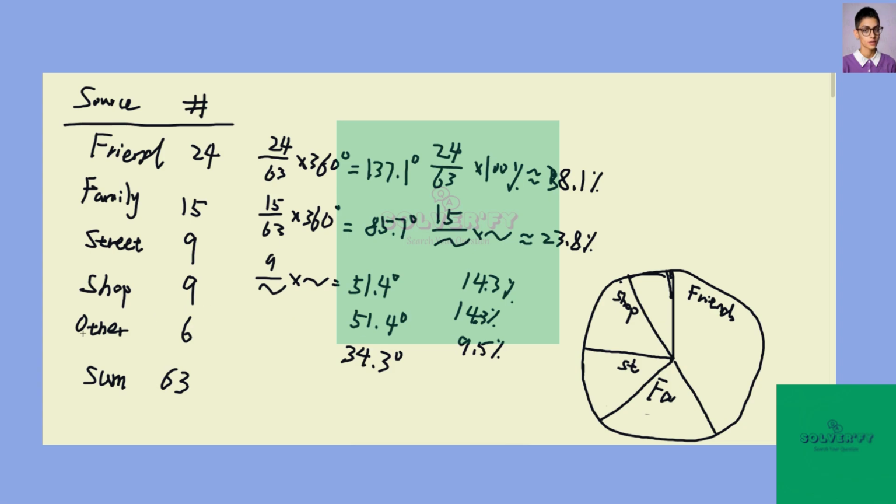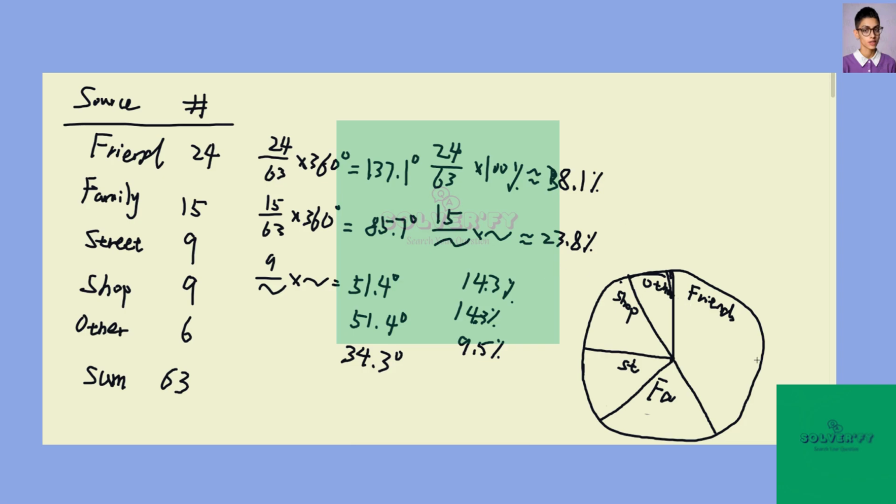And for the remaining part, only 6 of the children get the guns from other sources. And it is the corresponding part in the pie chart. So let's just write other. Okay. And we also need to write down the percentage that each of them represents, to give us a complete pie chart.